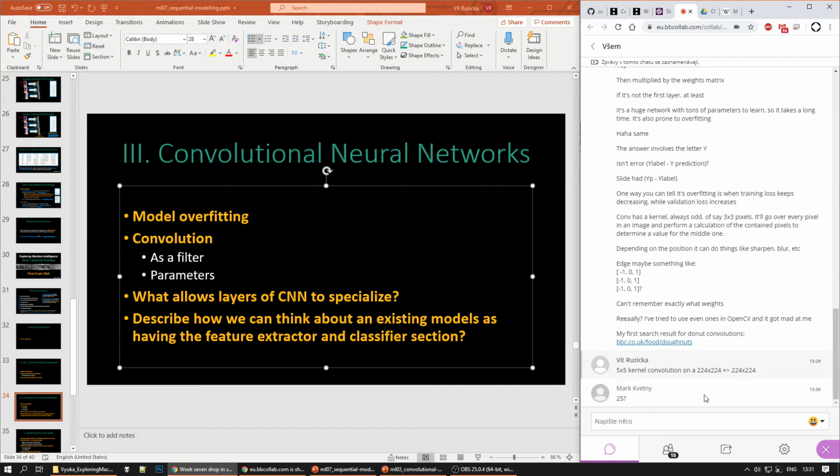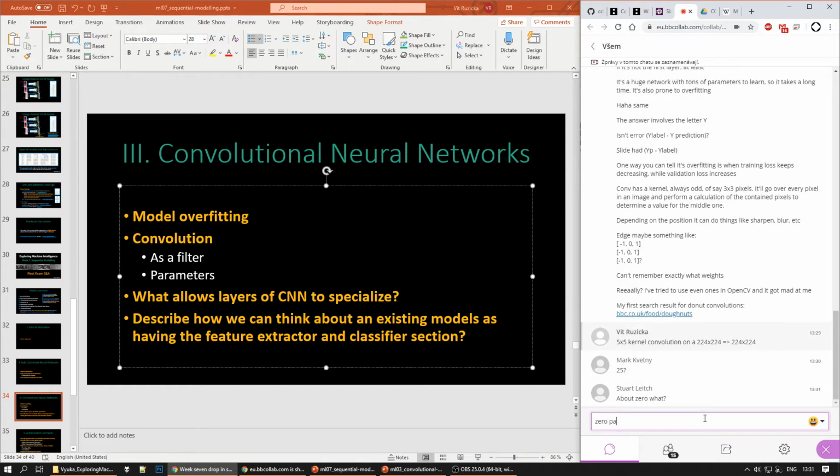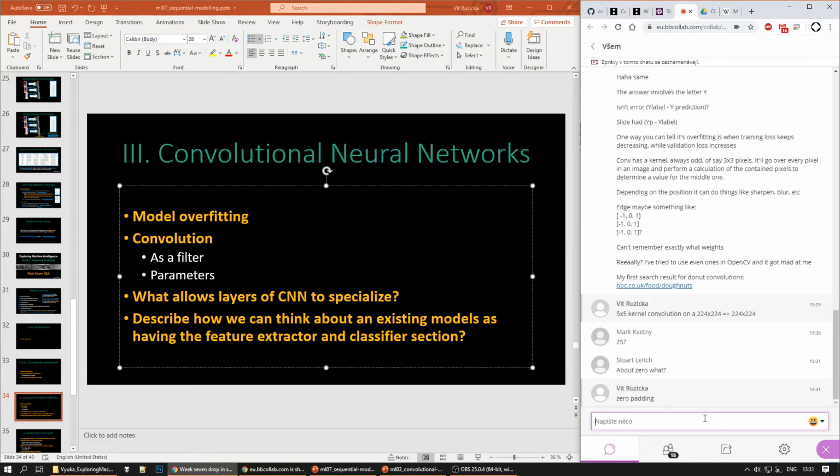So we talked a little bit about zero padding. What is it and why would we use it? What is it used for? To extend the dimension of the image so that you get the same dimension output as you give it as input.